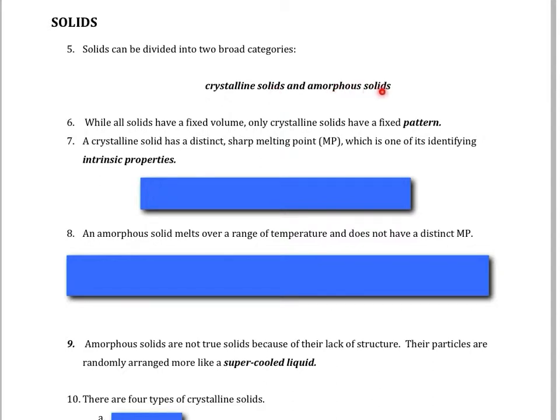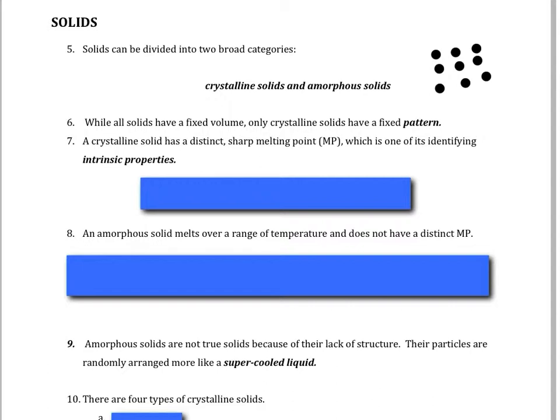Now, only crystalline solids have a fixed pattern. This means the particles are arranged in some type of geometric pattern, and this is supposed to be a little more even, and that's what we've been calling solids all along. Because of this fixed pattern, solids have very sharp, distinct melting points. This is an intrinsic property.